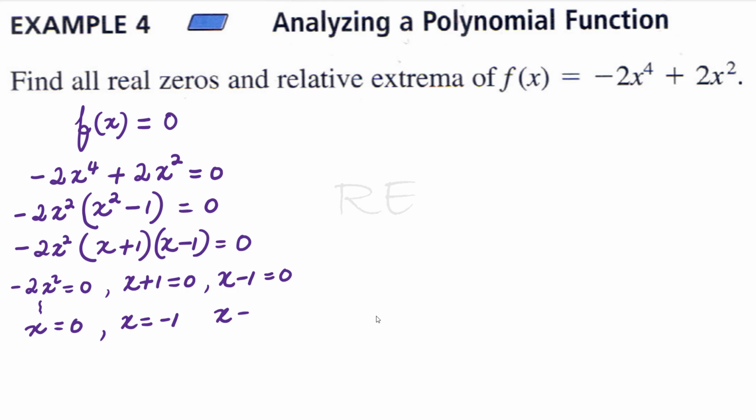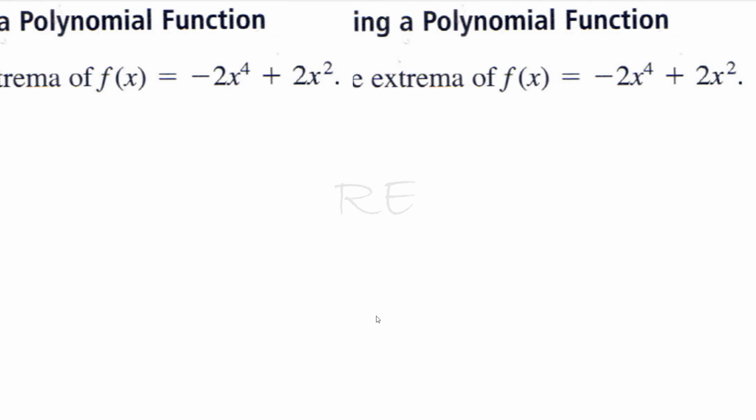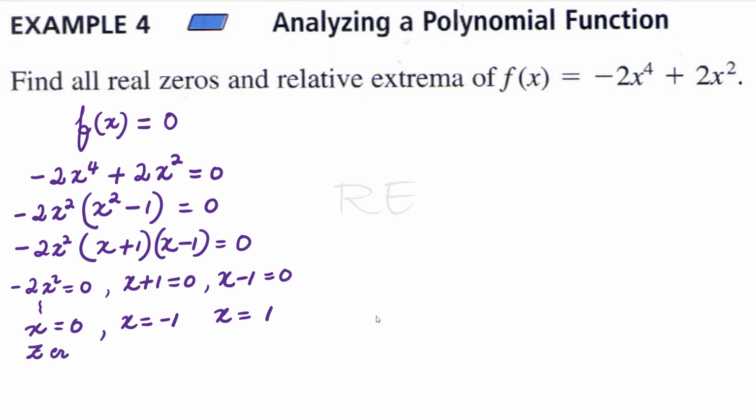x - 1 = 0. Add 1 to both sides. We get x = 1. In conclusion, the zeros are (0, 0), (-1, 0), and (1, 0).